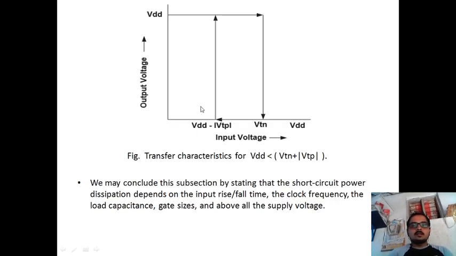And finally you conclude that the short circuit power depends upon these terms. What are those? Input rise time, fall time, the clock frequency, the load capacitance, the gate sizing and the supply voltage. Finally you conclude that the short circuit power dissipation depends on rise time, fall time, clock frequency, load capacitance, gate sizing and supply voltage.